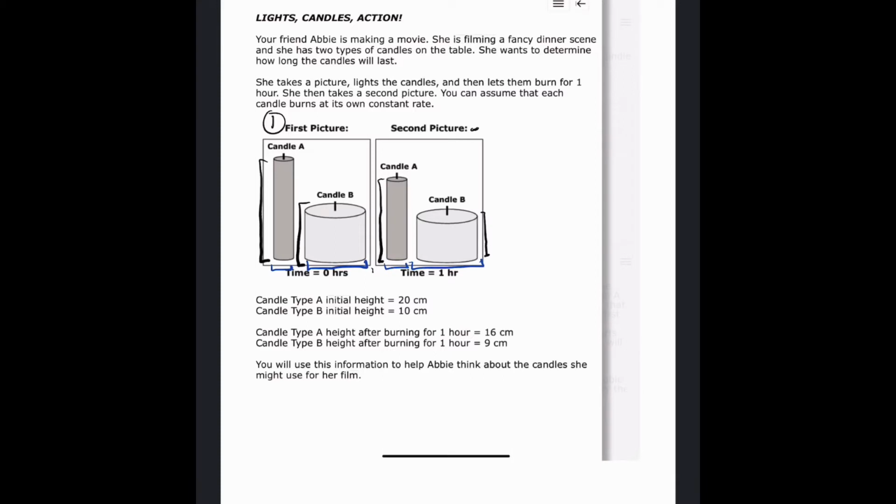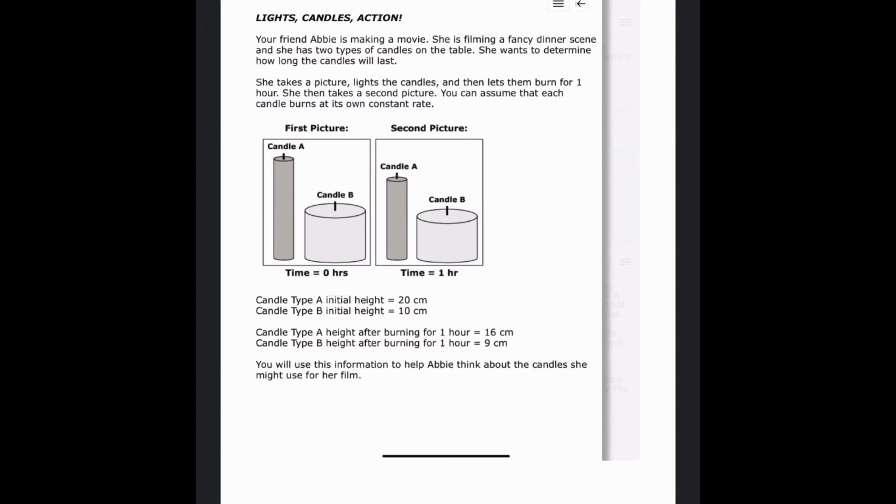But I do also notice that compared to picture 1, the candles in the second picture seem to be a bit shorter than the original picture. I wonder if that means that maybe these candles are lit and maybe they're melting. So when they're melting, they're getting a little bit shorter. Let's go ahead and read the problem and see if my predictions are correct.